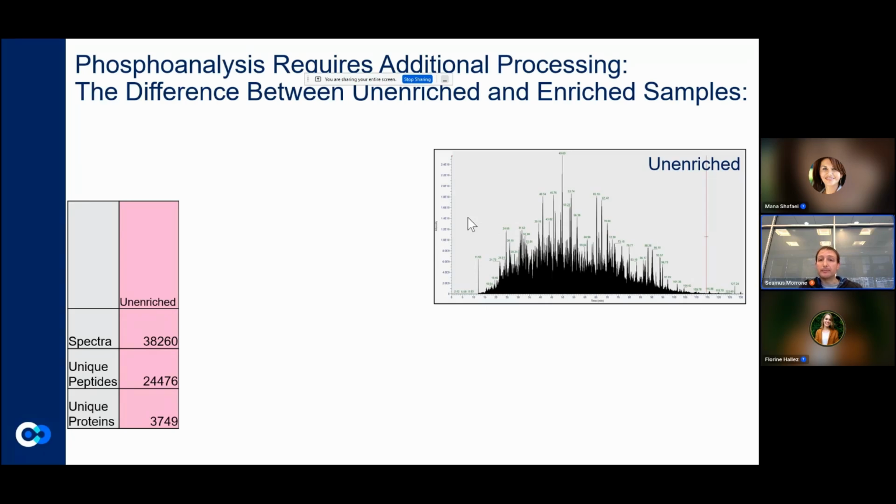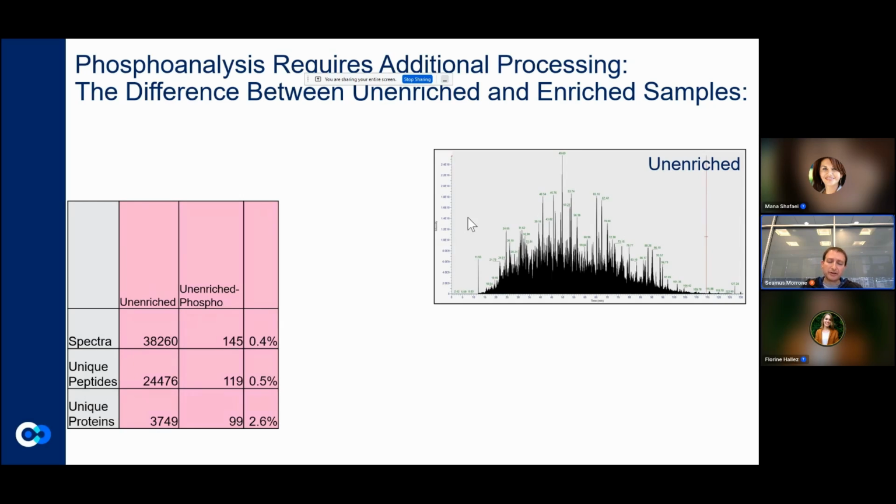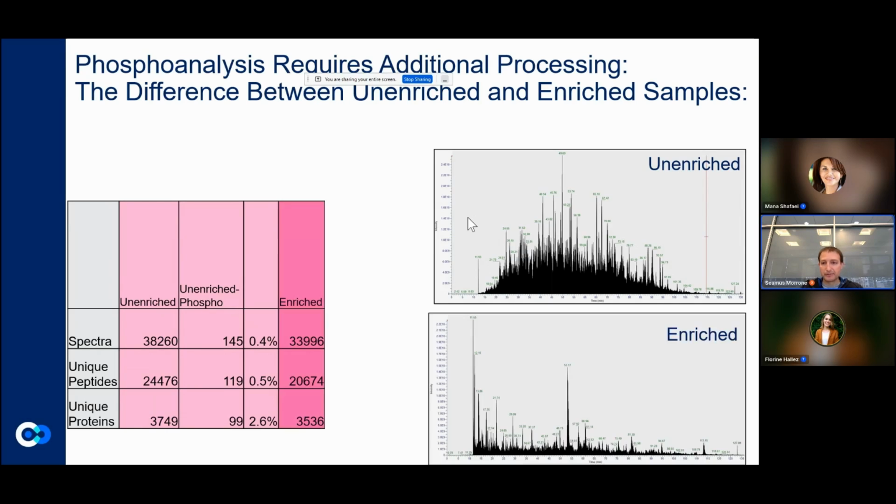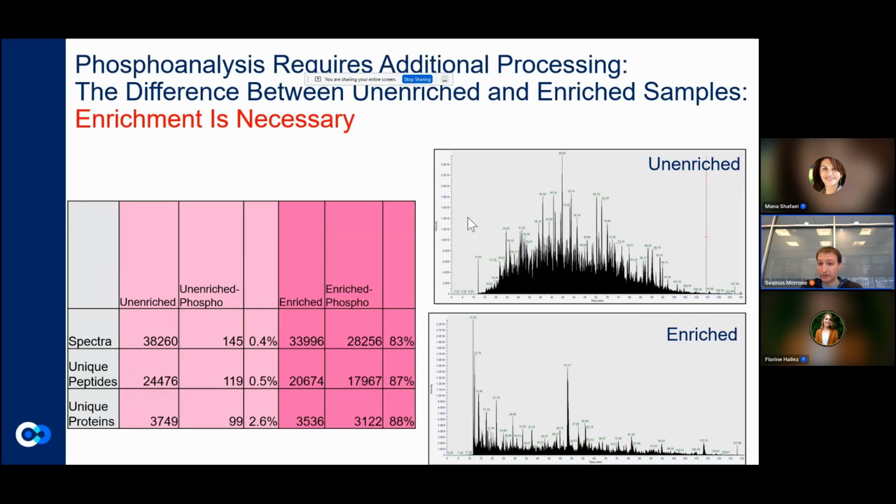Also tied up with this is that it requires additional processing steps. We can illustrate this here with an unenriched sample run on an LC-MS system and then analyzed, and we get back a certain number of spectra, peptides, and proteins identified from this sample. But of these, only a very small subset are actually the phosphoforms. They're present in less than 1% at the spectra and peptide level. Conversely, if we run an enriched sample, while we're getting a slightly lower number of spectra, peptides, and proteins, the vast majority of these are phosphoforms. And so enrichment is necessary if we want to get any meaningful data with some statistical power behind it.